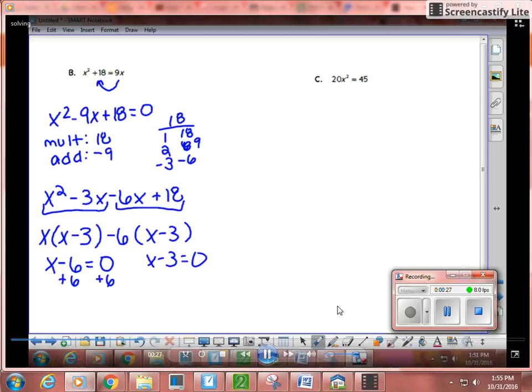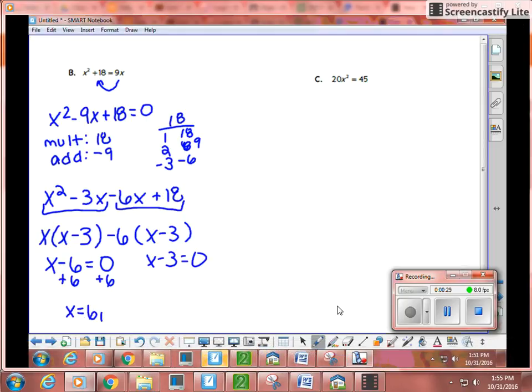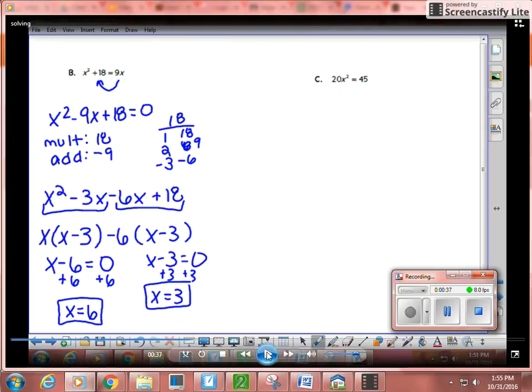So to get x by itself, you're going to add 6 to both sides and get x equals 6. And you're going to add 3 to the other side, and then you're going to get that x is equal to 3. So again, the whole purpose of this was to find an exact answer, because that's where it's going to hit the x-axis. So my two exact answers are 6 and 3.